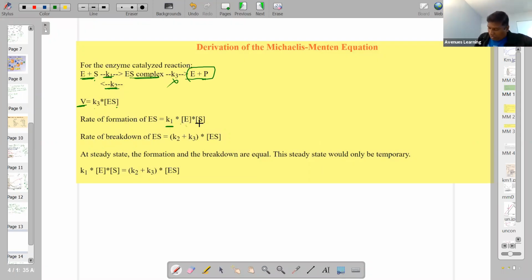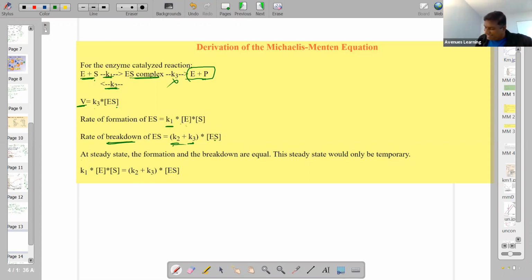Now, it's not only forming, it's breaking down. So the rate of breakdown of ES is, it's breaking down in two ways. It can break down to form enzyme plus product, or it can break down to form enzyme plus substrate, because this reversible reaction is also possible. So you have to consider both the rate constants, K2 and K3, multiplied by ES.